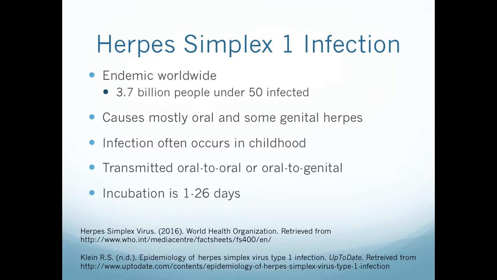Infection with HSV1 typically occurs during childhood, and the mode of transmission for HSV1 is oral to oral, as the virus is found in saliva, oral sores, and on surfaces in and near the oral cavity. Transmission can also be oral to genital in cases where infected persons engage in oral sex. The incubation period for infection ranges from 1 to 26 days.